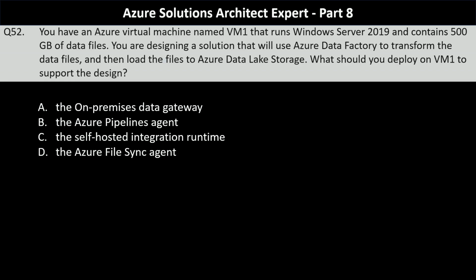Next question. You have an Azure virtual machine named VM1 that runs Windows Server 2019 and contains 500 GB of data files. You are designing a solution that will use Azure Data Factory to transform the data files and then load the files to Azure Data Lake storage. What should you deploy on VM1 to support the design? Your options are the on-premise data gateway, the Azure Pipelines agent, the self-hosted integration runtime, and the Azure File Sync agent.